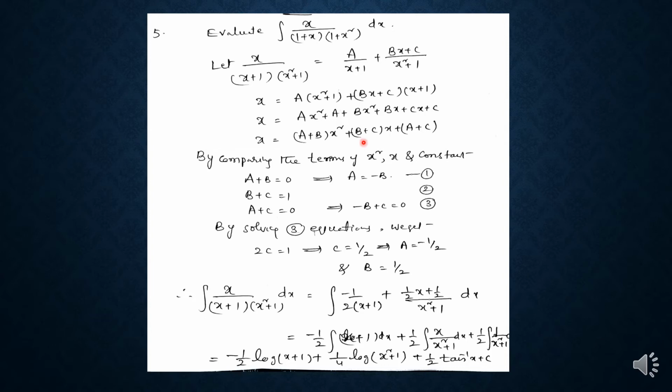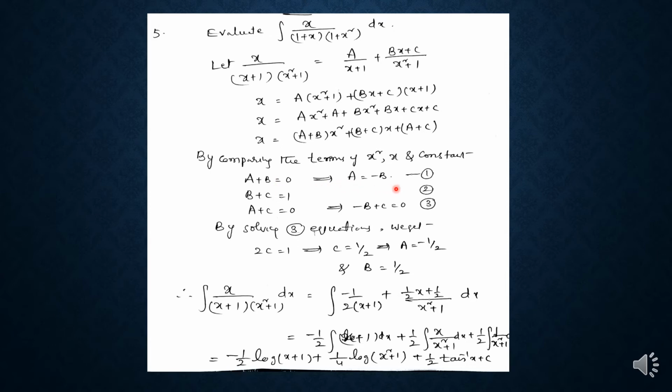And the second, the coefficient of x term is here b plus c, and on the left hand side the x coefficient is 1, so b plus c is equal to 1. And here the constant is a plus c is equal to 0, because there is no constant on the left hand side, so we are taking a plus c is equal to 0. So by solving these three equations, we will get here a plus b is equal to 0, then a is equal to minus b.